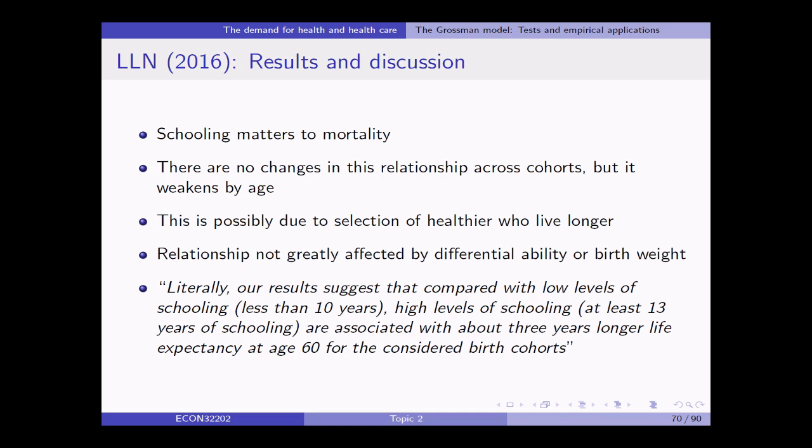Essentially their results suggest that, compared to low levels of education, so less than 10 years of school, an extra 3 years at school, so higher levels of schooling, is associated with about 3 years longer life expectancy. So twins who went to school longer live longer than their twin who went to school for fewer years.